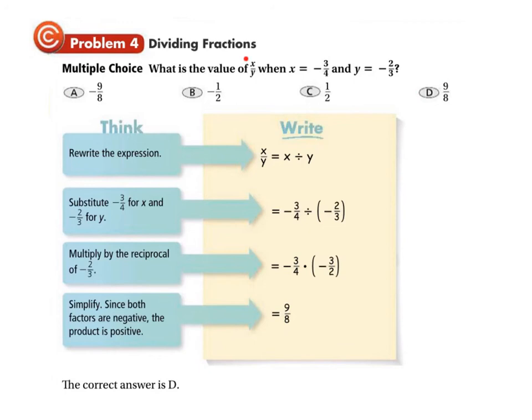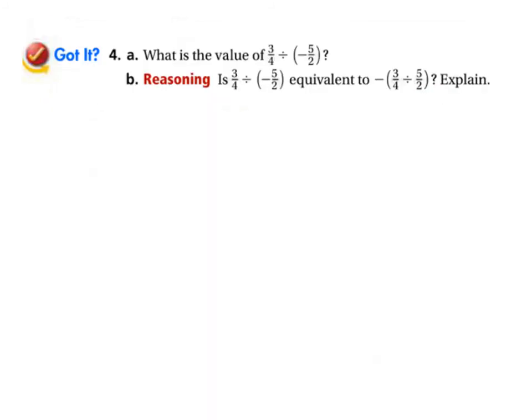Okay? X over y is the same as x divided by y. You plug those numbers in and turn it to multiplication by taking the reciprocal of the second number and then doing the multiplication. Okay, you're going to do this got it problem. When you get back, I'm going to actually give an explanation for this, so it's just a little easier. I'll try and make it quick. So try it first.